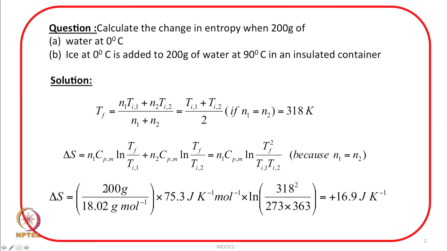It is weight divided by molecular weight, and once you substitute these numbers, where Ti1, see, it was at 0 degrees Celsius, so you put 273. For the second sample it was 90 degrees Celsius, so we put 363, and the final temperature is 318 Kelvin. And when you solve it, the answer comes out to plus 16.9 joules per Kelvin.